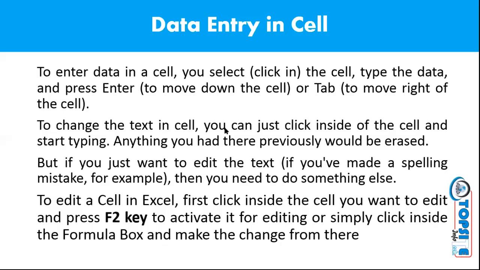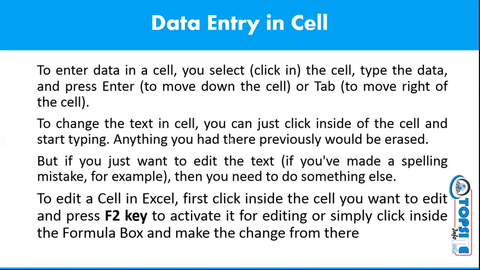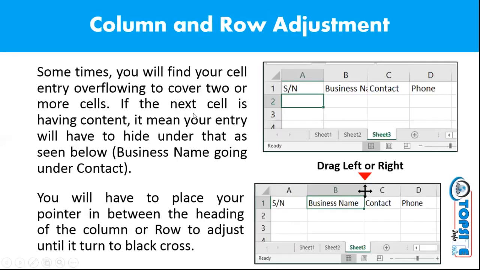I'll go back now to our sheet. Now that is just what is explained there. I'll move to the next one, column and row adjustment. Now when you type in a particular column, you can notice that, just like you are seeing from here, what we should have here is business name, but the name is going under the contact. That is the content of C1, contact. The business name is the content of B1. But because the space available for business name is not enough, that's why it's going under the contact.